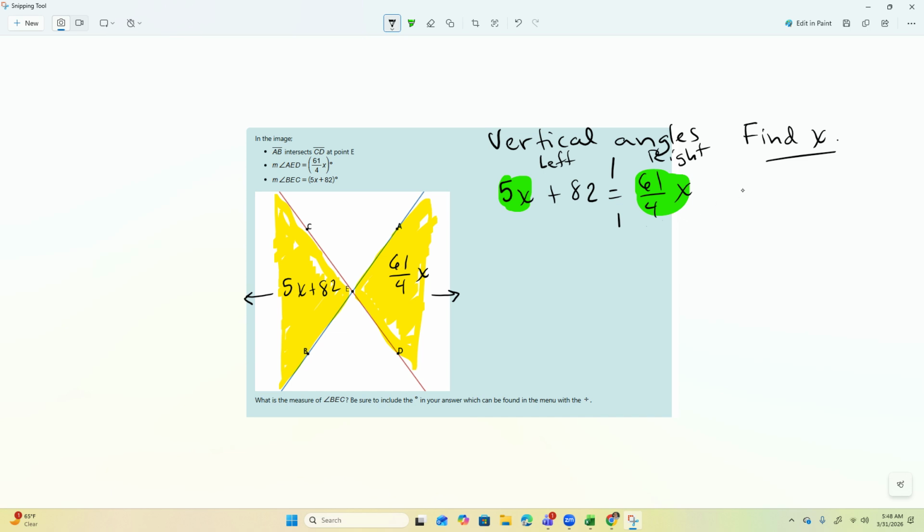So what I'm going to do is I'm going to subtract 5x from 61 over 4x. And that way I only have 82 on the left side. See, it's like I took this 5x on the left side and I put it on the right side, but you have to subtract them, okay? Because we are doing the opposite action of adding 5x.